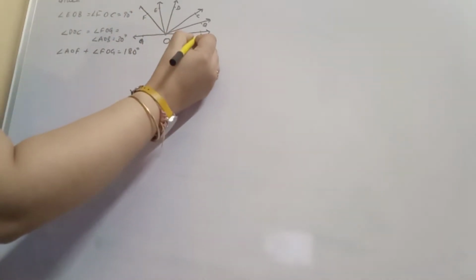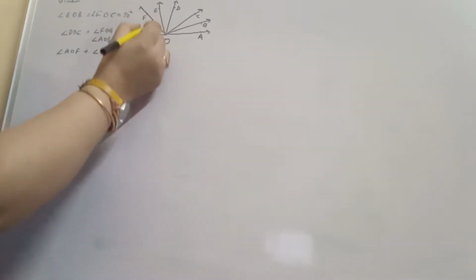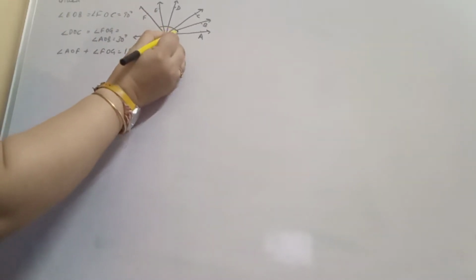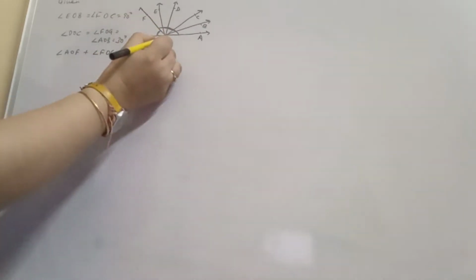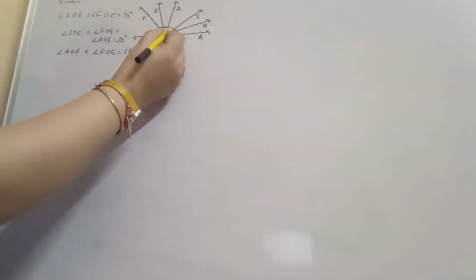So I will go with AOF. Look at the figure here, AOF plus FOG. FOG is this angle. Obviously FO is the ray standing on the line. So AOF plus FOG will be equal to 180 degrees. This is given to you.